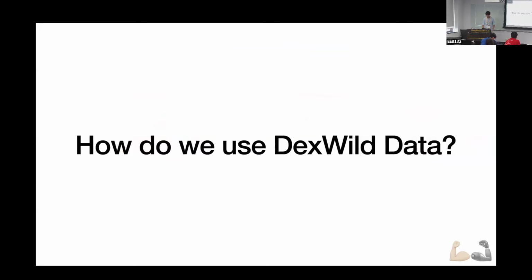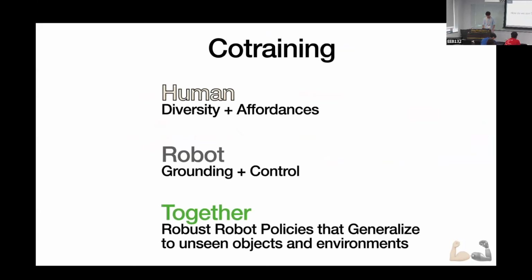So once we collect the data, how should we use it? The approach that we take is to co-train the large amounts of human data that we have with a small amount of robot data. And the intuition behind this is that we're able to leverage the diversity and affordances we learned from the human data. And we're able to leverage the grounding and low-level control from robot data. And by combining them together, we get policies that generalize really, really well.